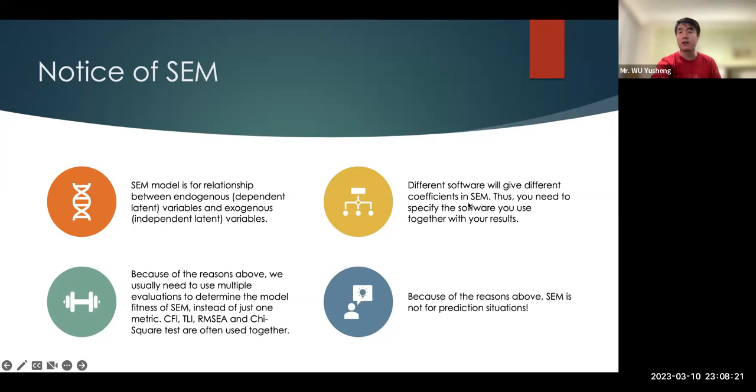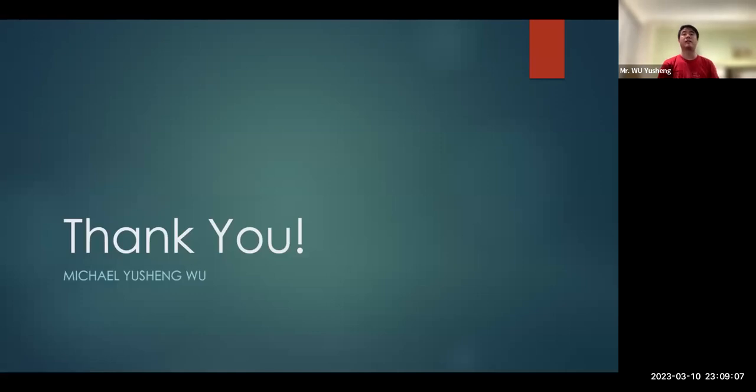And different software will give different coefficients in SEM. So every time you give your audience the CFI, TLI, and other values, you have to give them the software you are using, because different software will give different chi-square values, CFI values, and TLI values, due to different algorithms to solve those coefficients. Like I said, because of those reasons, only one indicator might be problematic. You need multiple metrics to evaluate the whole model, the fitness of the model, okay? And as we mentioned, it's not good for prediction. It's only workable for inference. Okay, that'll be it. Thank you.